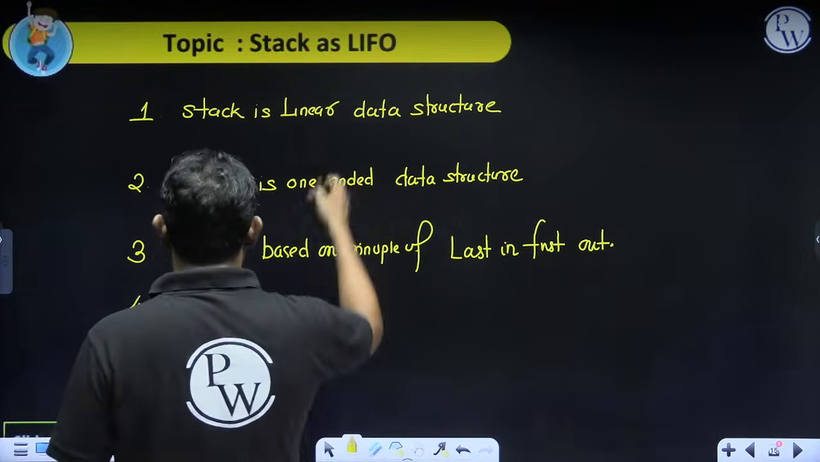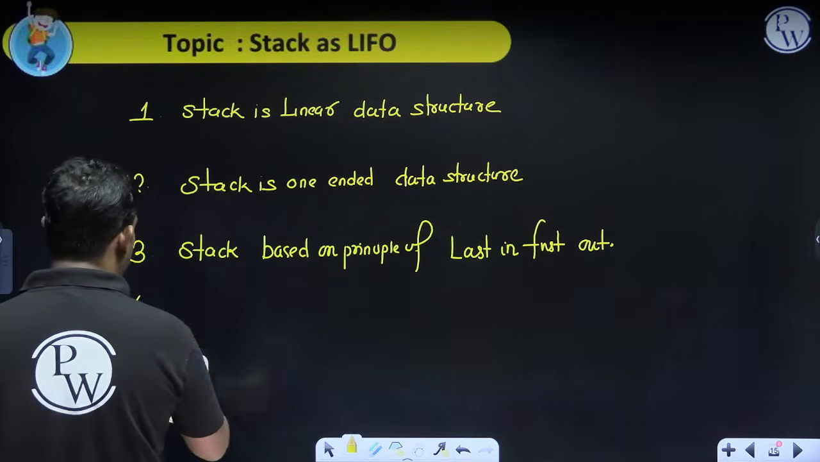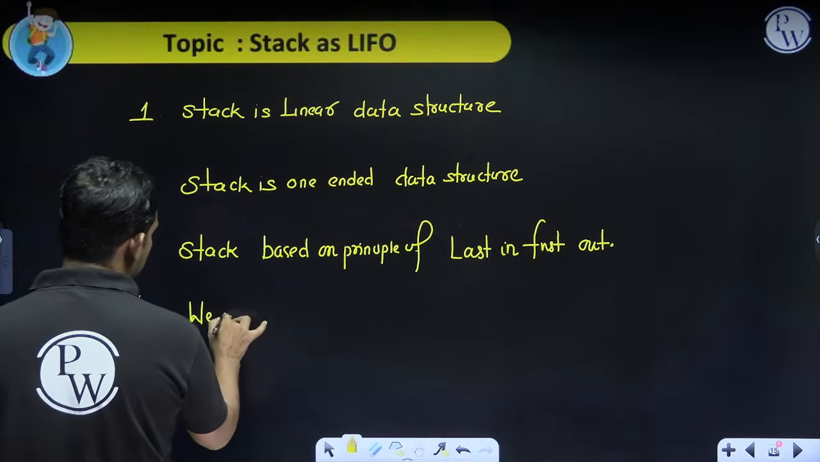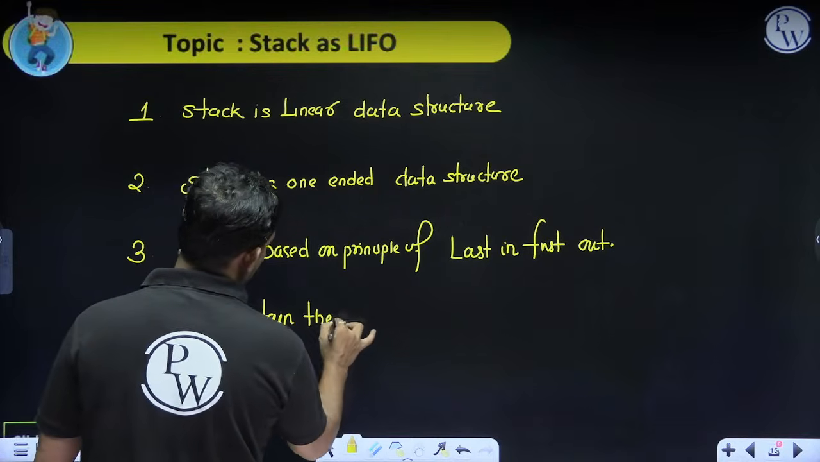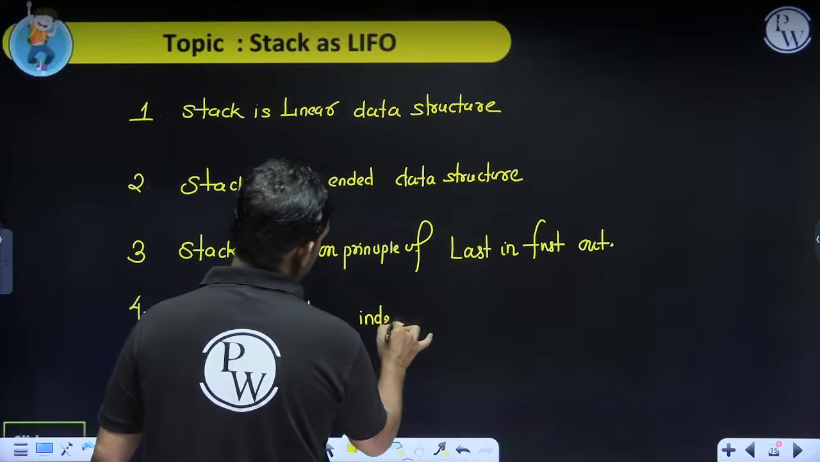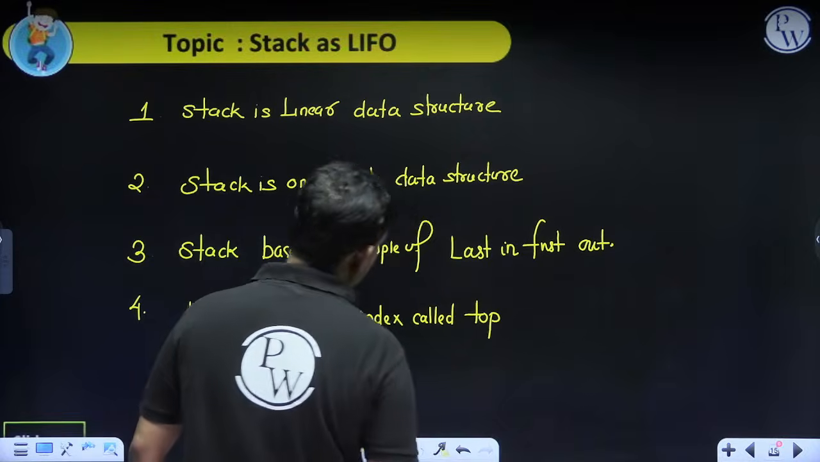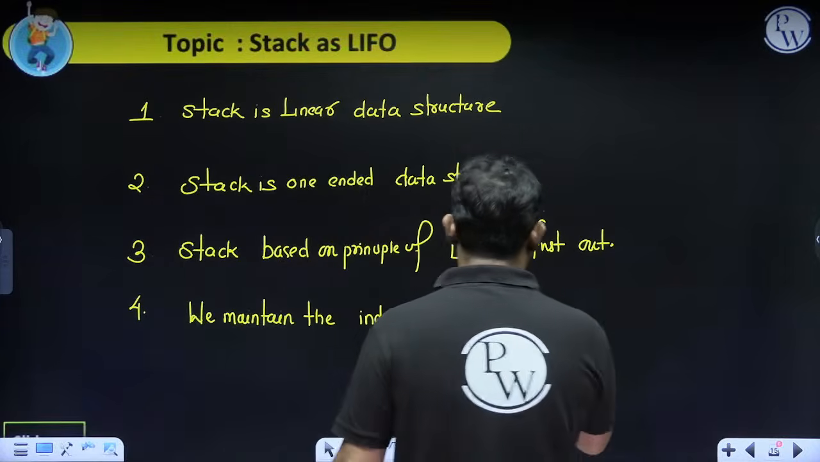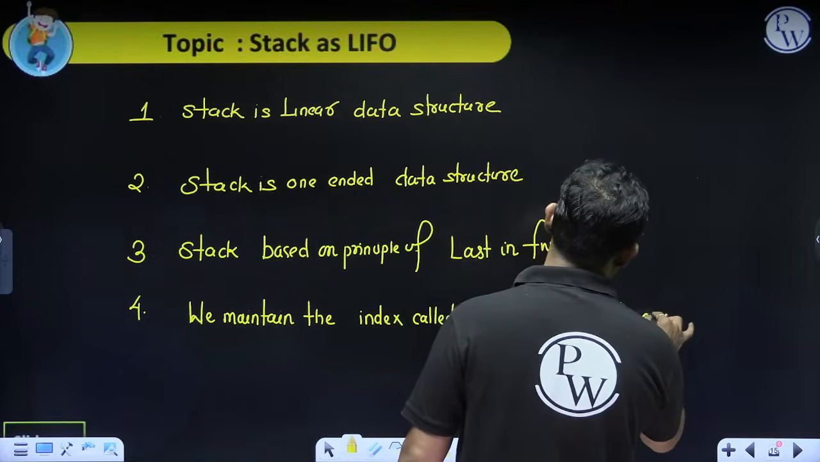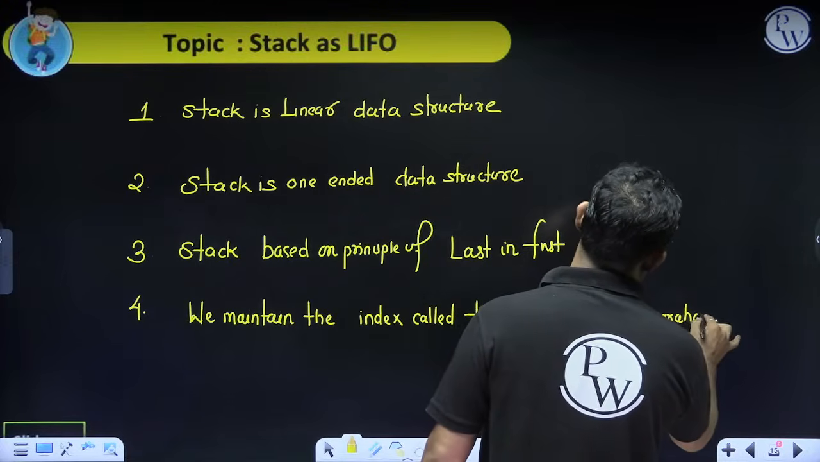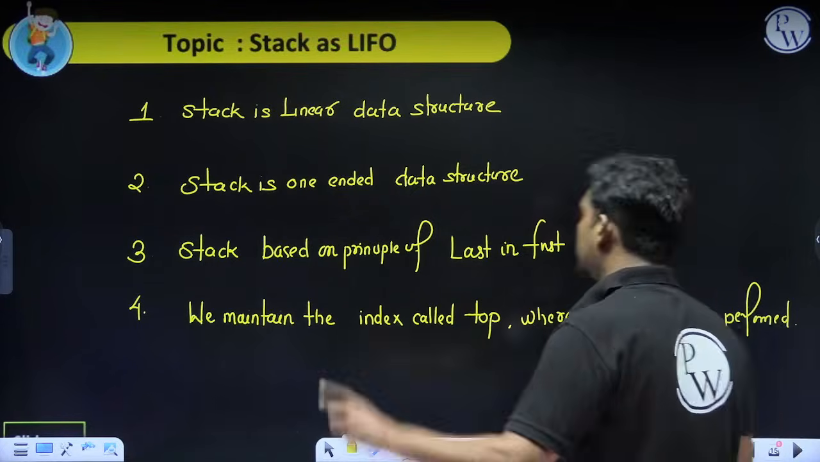Last in first out, and that is a LIFO structure. On the stack we mainly perform two operations. We maintain an index called top, where the next operation is performed. There are two operations in the stack.